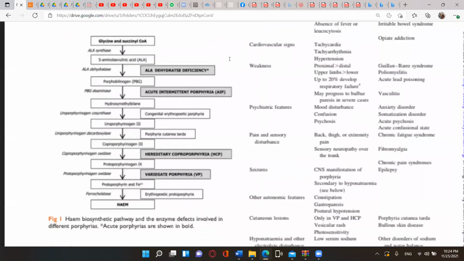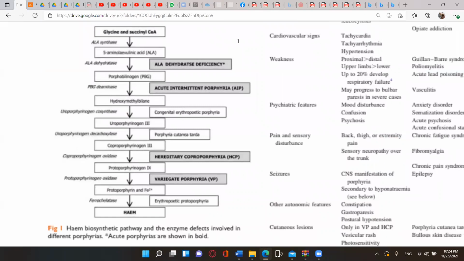Okay, so this is how we say that the problem here in acute intermittent porphyria is the ALA dehydratase deficiency. Okay, so there is accumulation of porphobilinogen. Okay, and the rest I will not go into details because it's not that important. You don't need to remember each and every step. It's not possible to memorize, but you just remember this thing.